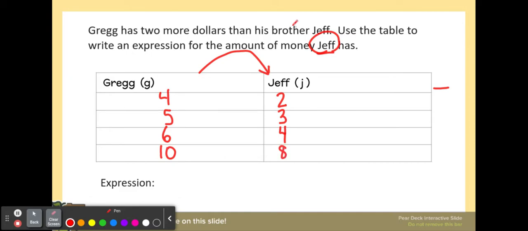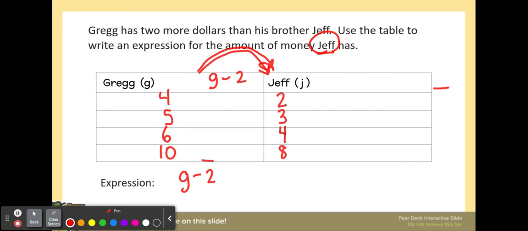So if you're given what Greg has this time, and you want to know what Jeff has, I'm going from Greg to Jeff. Jeff has to have Greg minus 2. So the expression for Jeff would be G minus 2, whatever Greg has minus 2.